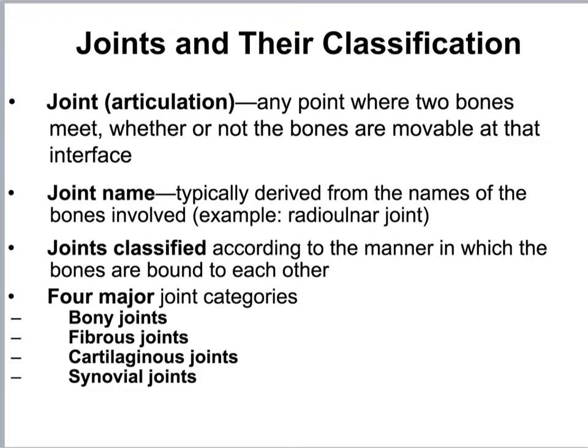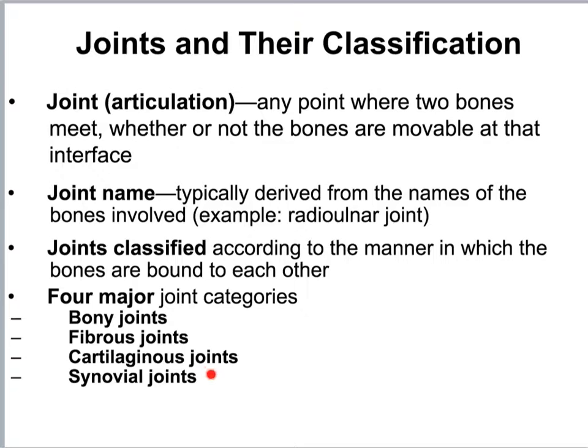but joints fall into four major classification categories, depending upon what is connecting them together. Bony joints is where you have two bones that are connected together by more bone. Fibrous joints are where you have two bones that are connected together with some sort of fibrous connective tissue, usually a dense regular or dense irregular connective tissue. Cartilaginous joints are where you have two bones or more that are connected together with cartilage.